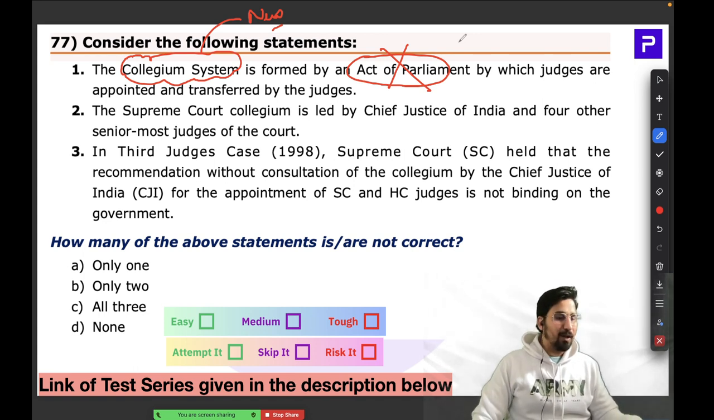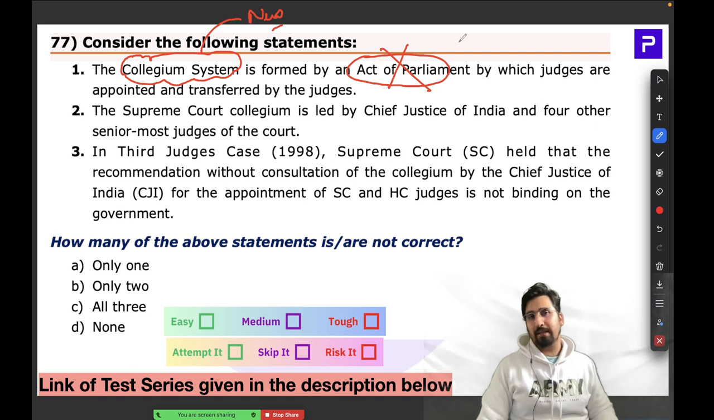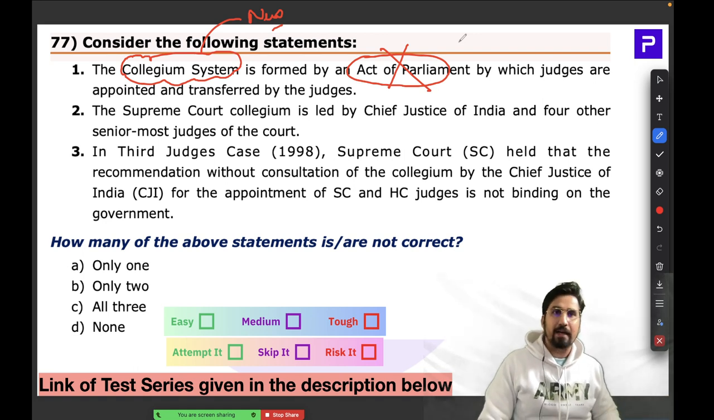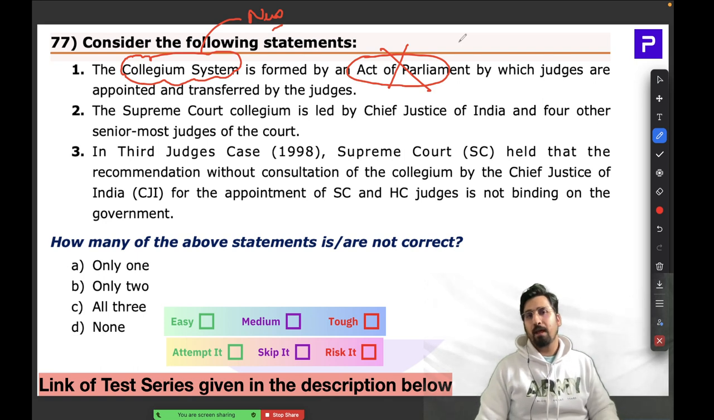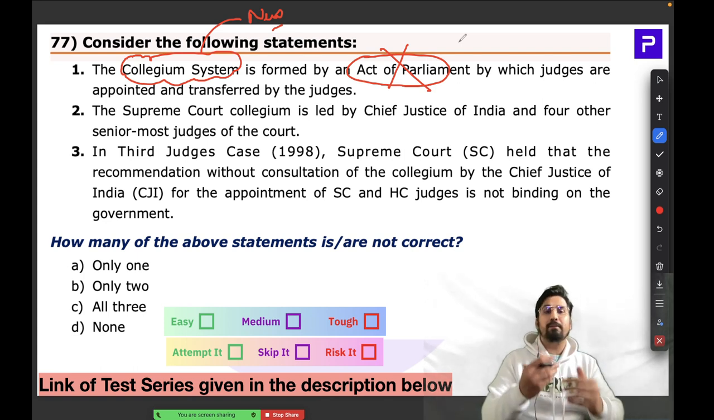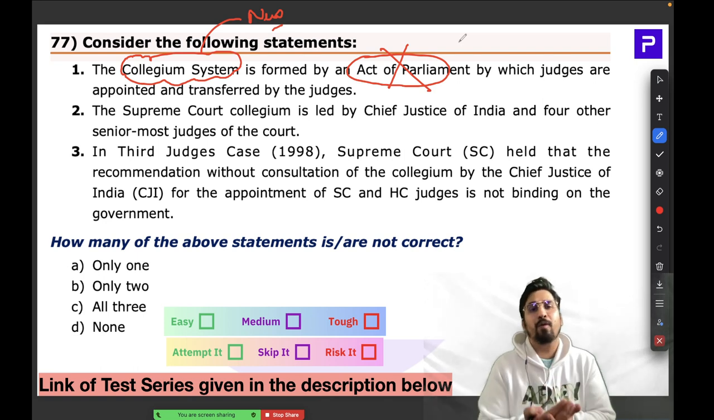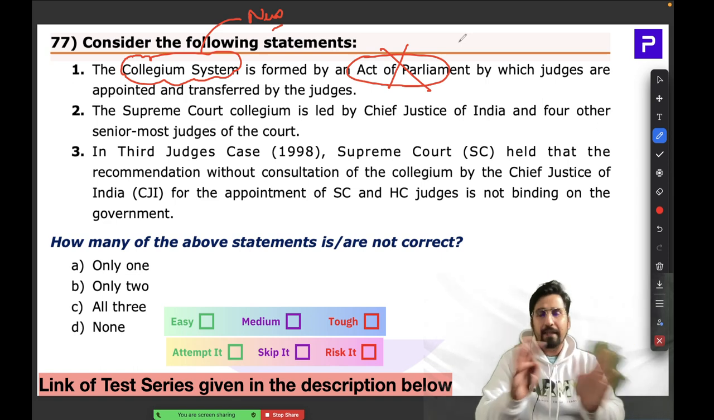And right now the Supreme Court has the autonomy in that. The Supreme Court of India follows the collegium system. And the collegium system is something which has evolved over a period of time. It is not by an act of Parliament.